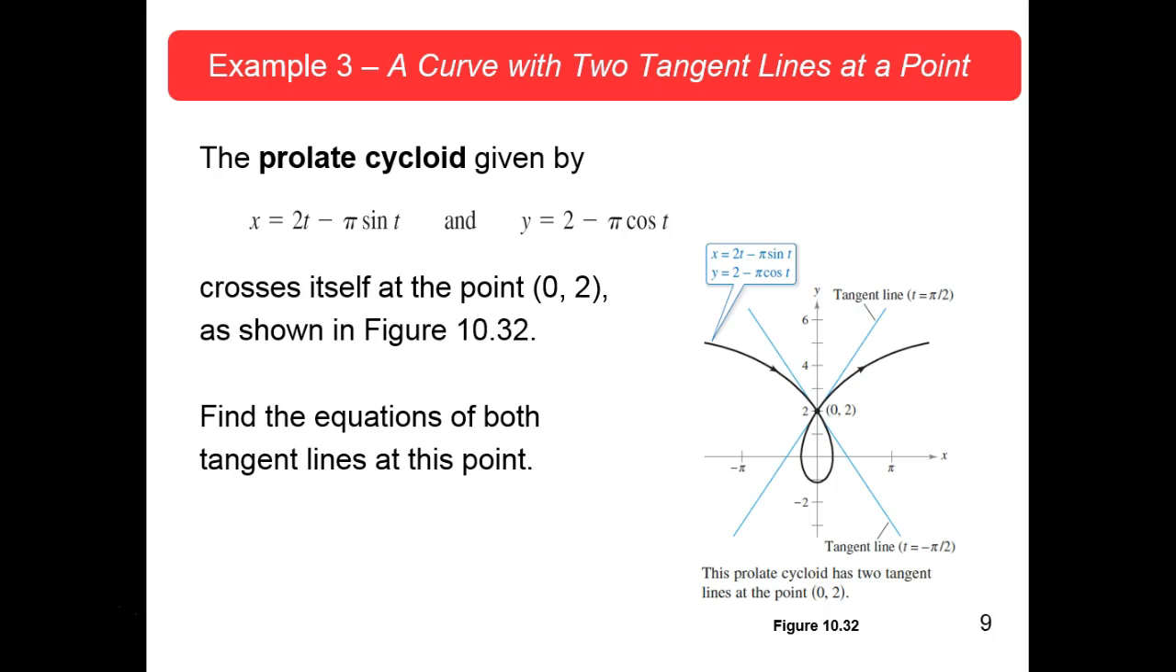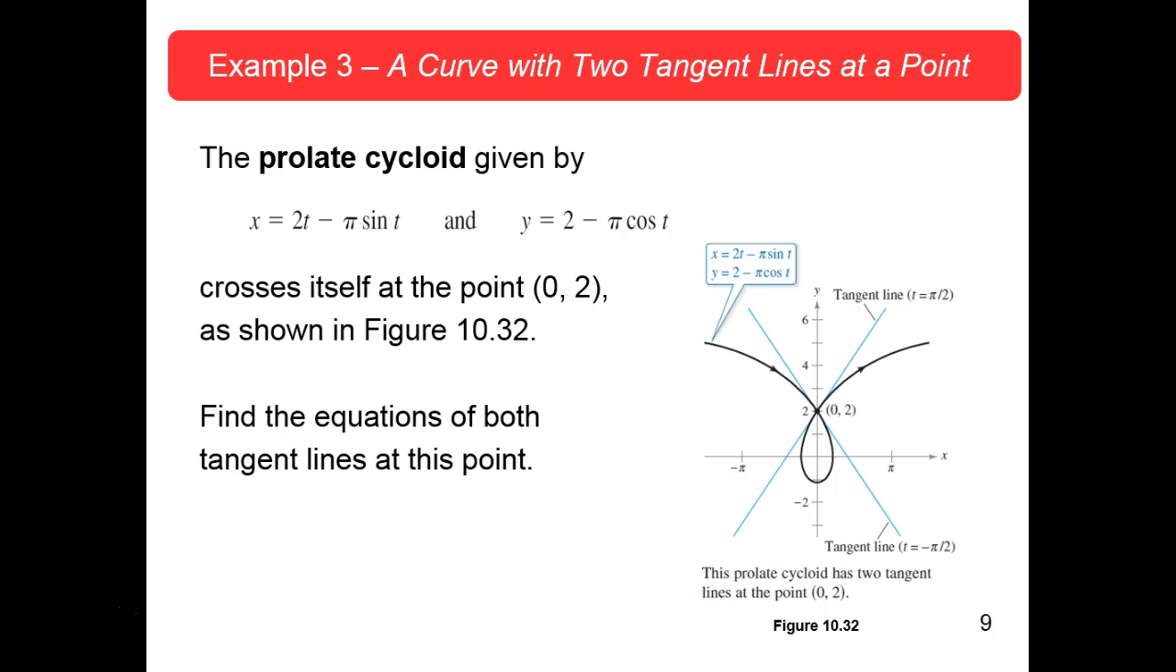Not quite. When t is equal to 0, you get t times 0 is 0 minus pi times sine of 0. What's sine of 0? Cosine of 0 is 1. Sine of 0 is 0. Okay, so this x would be 0.